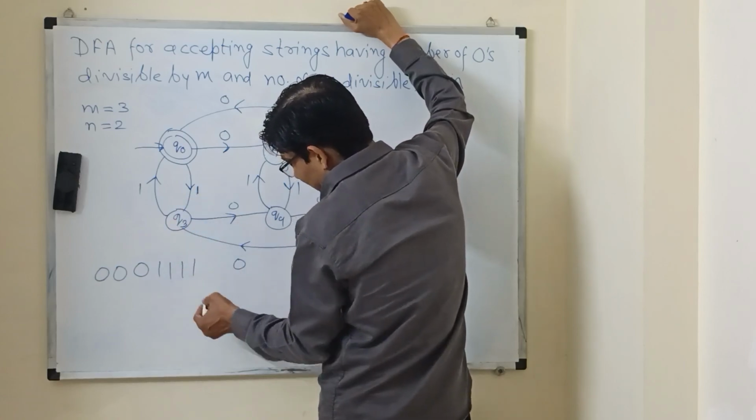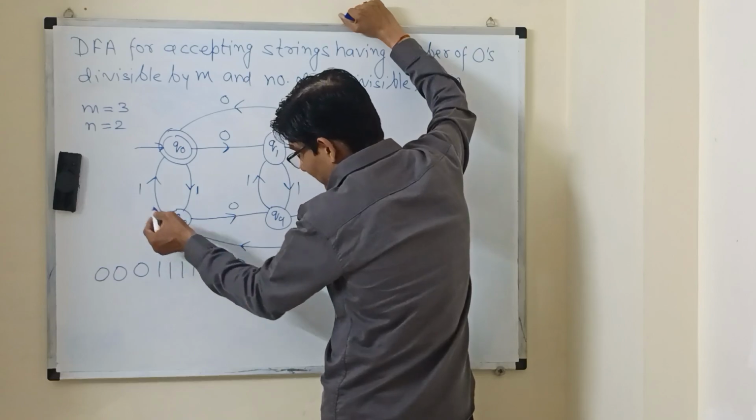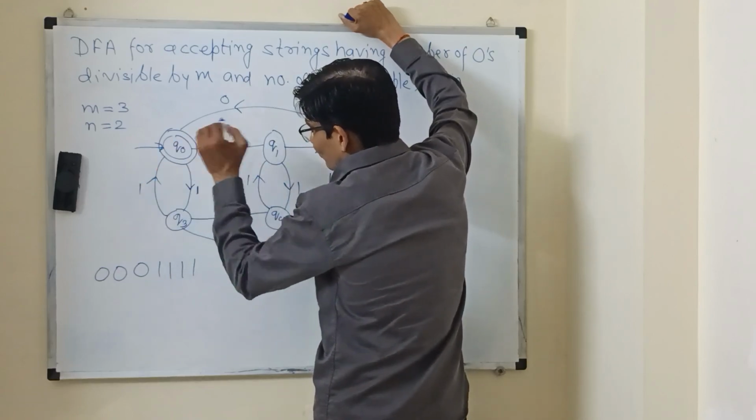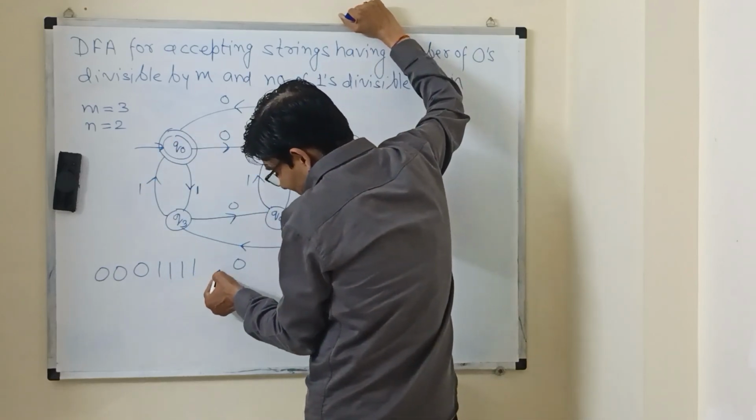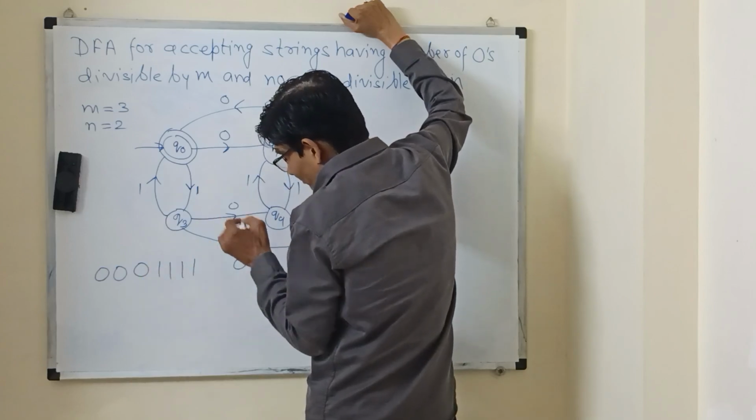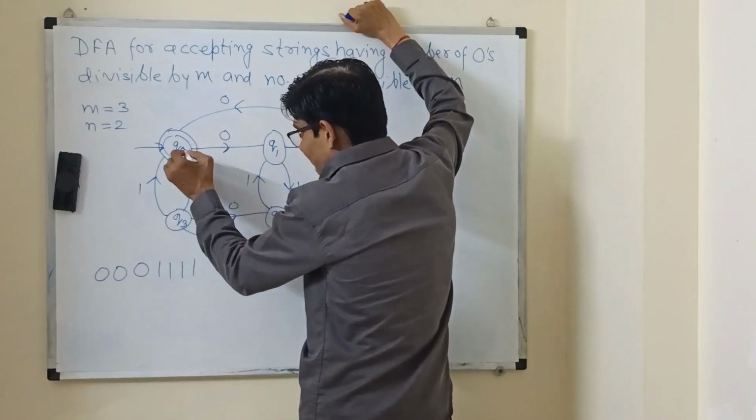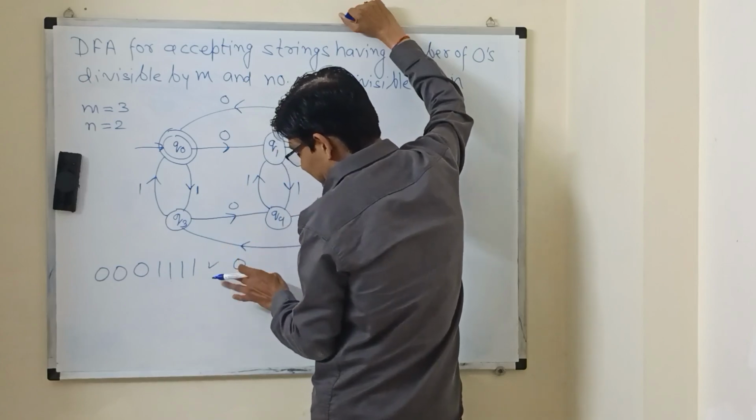So we will move to Q3. And we are on Q3 and we are getting 1. So we will again move to Q0. And now string is complete. So after reading complete string, we are on Q0, which is a final state. So this string is accepted.